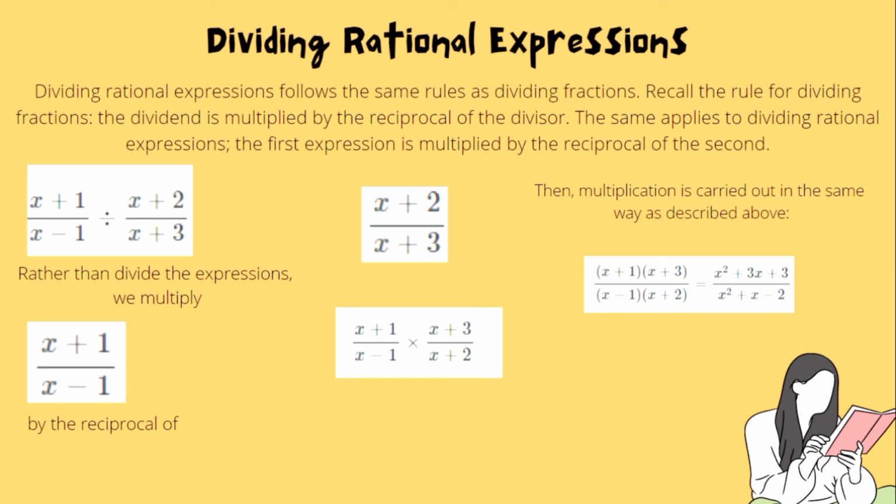(x plus 1) over (x minus 1) divided by (x plus 2) over (x plus 3). Rather than divide the expressions, we multiply (x plus 1) over (x minus 1) times (x plus 3) over (x plus 2). Then, multiplication is carried out in the same way as described. (x plus 1)(x plus 3) over (x minus 1)(x plus 2) equals (x squared plus 4x plus 3) over (x squared plus x minus 2).